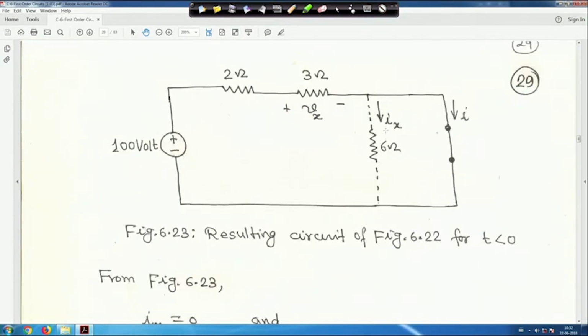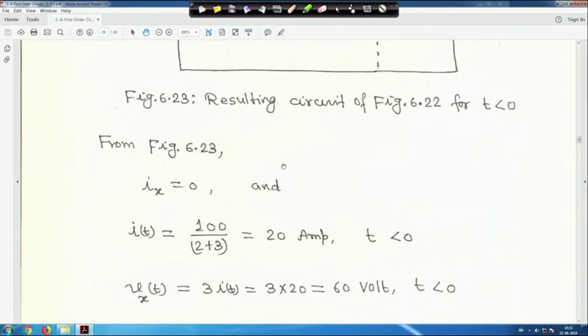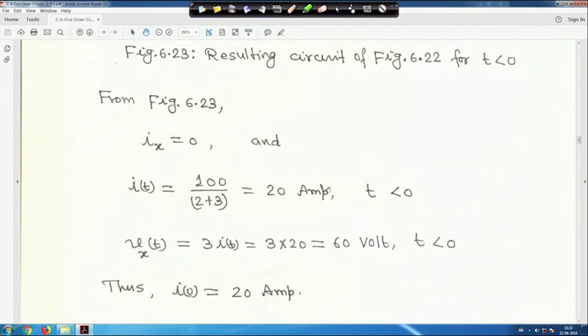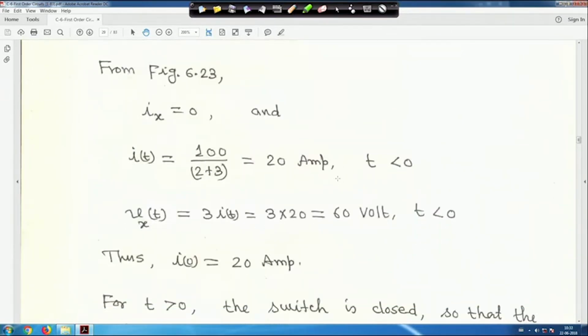This is the circuit I have drawn. The 6 ohm is totally isolated, right, no current is flowing here when the switch was open for a long time, and the 2 ohm and 3 ohm are in series. I made it for you. So, Ix(0) is equal to 0, I told you. I suggest that instead of writing t, you just write the initial condition the way I wrote I(0). While making it I made a writing error. So, just make I(0) equal to 20 ampere and V(0) equal to 60 volt, right. This is because this is for t less than 0.